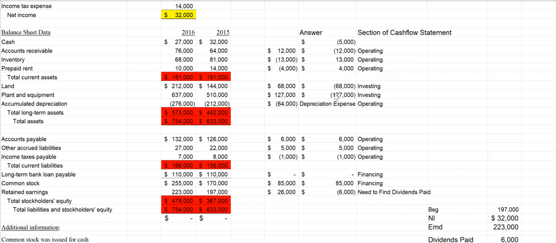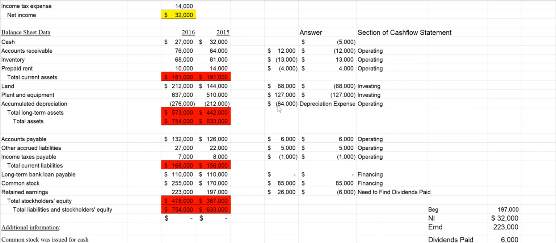Now that I have all of my differences and I've calculated my dividends, now I'm going to decide which section of the cash flow statement these items belong on. Remember, my income and my expense, anything on the income statement goes on the operating section, as well as my current assets and my current liabilities. So my accounts receivable, inventory, prepaid rent all go under operating.